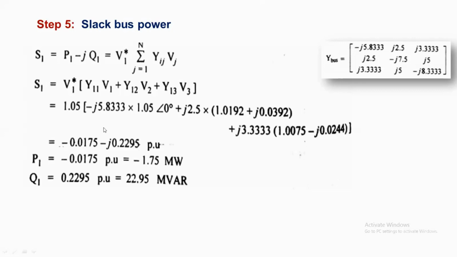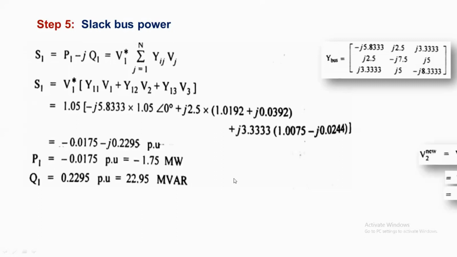Here, compare this equation S1 is equal to P1 minus jQ1. The real part P1 is equal to minus 0.0175 per unit. Then multiply this value by the base value to get the actual value, minus 1.75 megawatts. Then compare the reactive part. Q1 is equal to 0.2295. Multiplied by 100, we get 22.95 megavolt ampere reactive. This is the actual value.